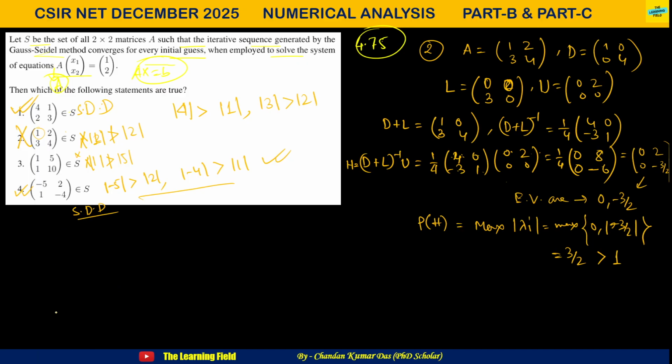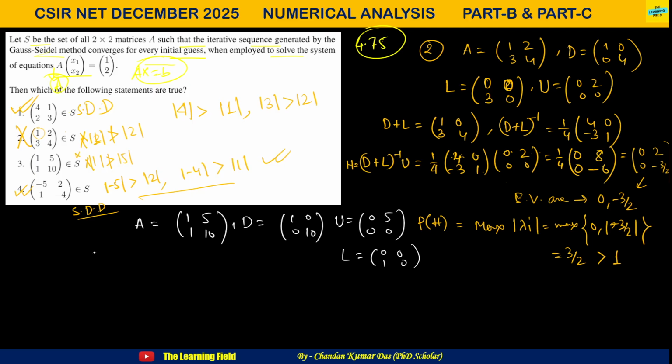Similarly, we have to check option 3 also. So for option 3, the matrix is given as A equal to 1, 5, 1, 10. So here D equal to what? D equals 1 and 10 on the diagonal, 0, 0. And U equal to what? U equals 0, 5, 0, 0. And L equal to what? L equals 0, 1, 0, 0.